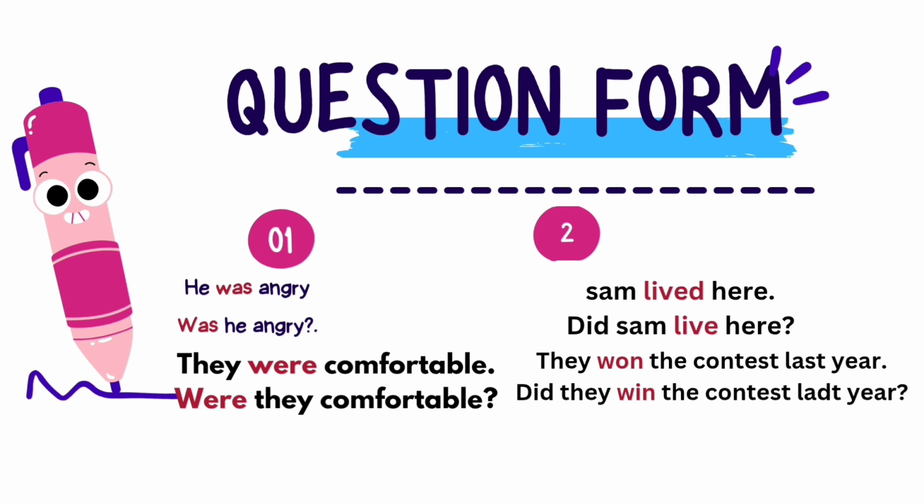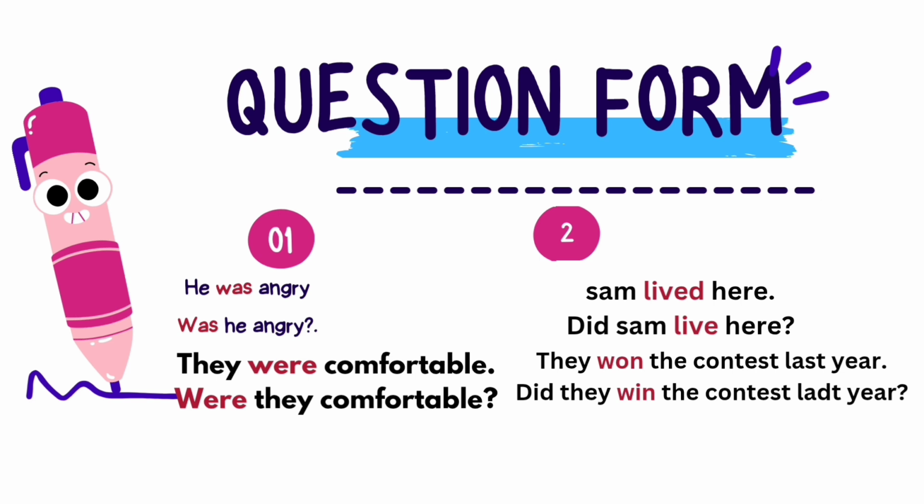Let's move on. Now, I will introduce two ways to form questions for the past simple tense. Take a look at the first example. He was angry. In this first sentence, we see the be verb was. It's quite easy. All you have to do to turn this into a question is switch the order of the first two words. Was he angry? You can answer by saying yes, he was, or no, he wasn't.